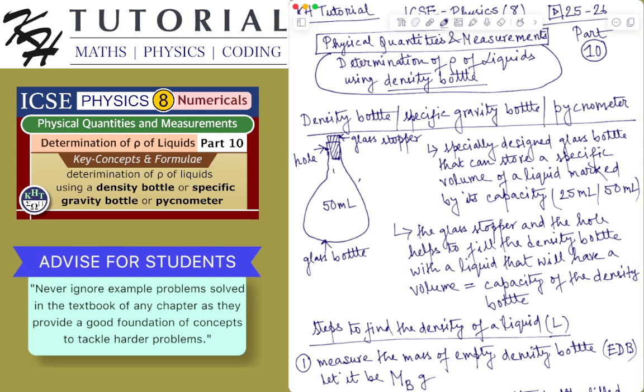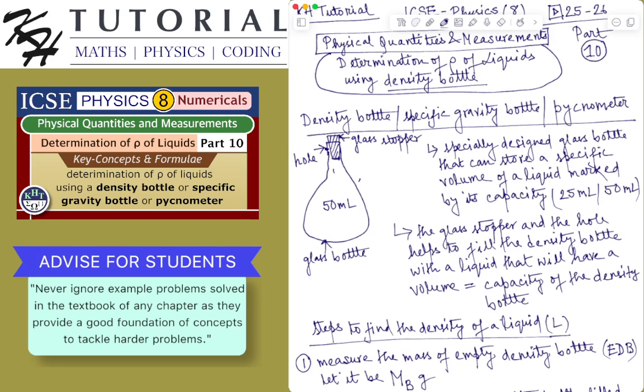So, the main objective is that if you fill the density bottle completely with a liquid, it will have a certain volume. If we know the capacity of the density bottle, then obviously the volume of the water or any liquid stored will be that capacity. But even if we don't know the capacity, by filling the density bottle with water, we can easily find the volume or the capacity of the density bottle. Okay.